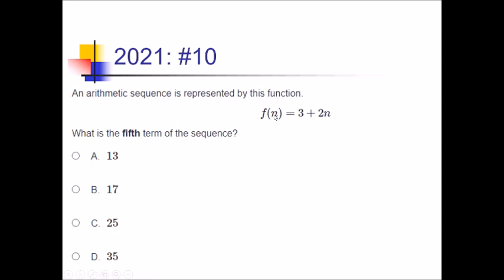So if we plug 5 in there, we've got 3 plus 2 times 5. That's 3 plus 10, so that's going to be a grand total of 13. Choice A.